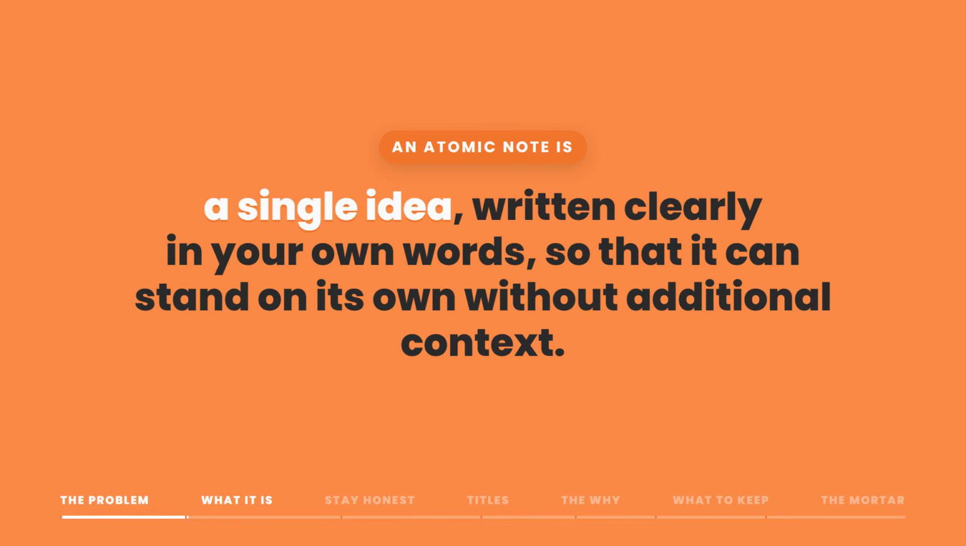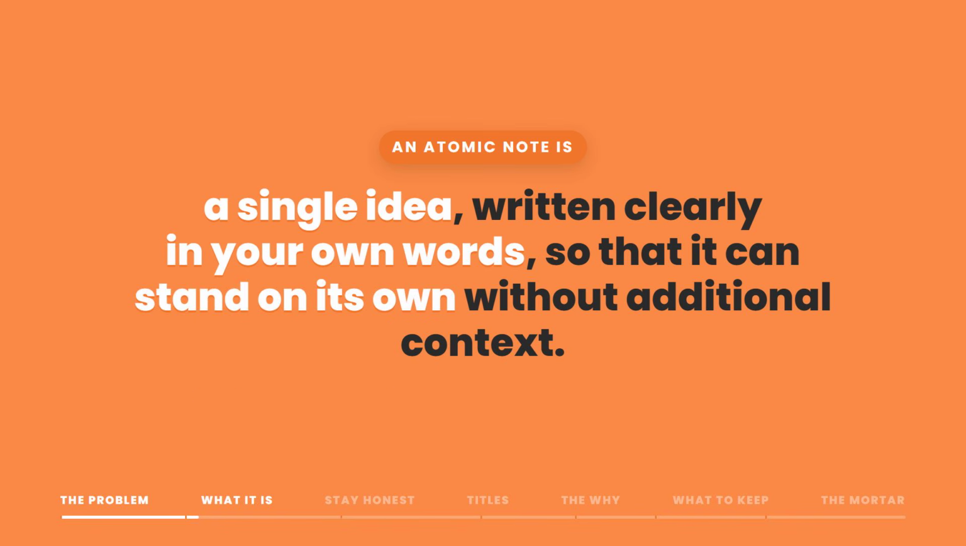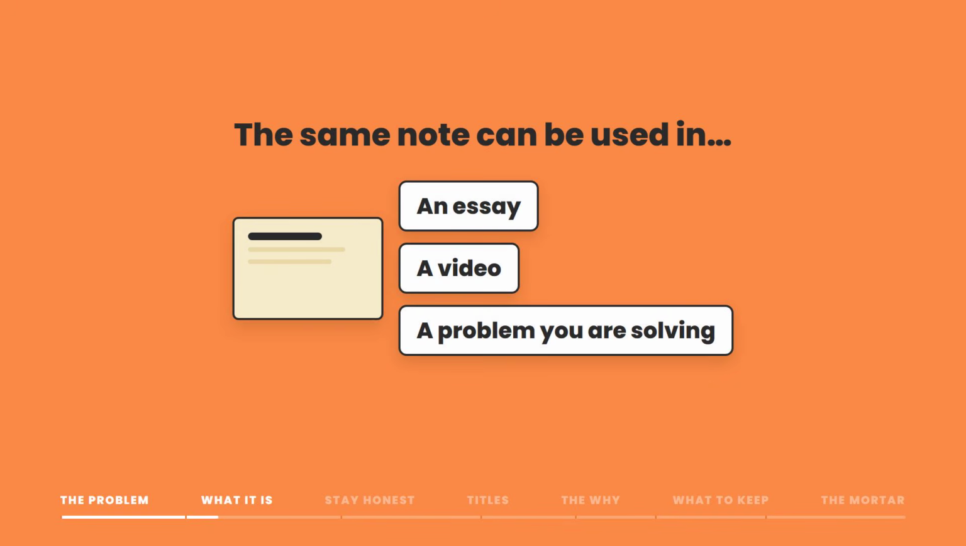An atomic note is a single idea written clearly in your own words so that it can stand on its own without additional context. That way, any one note is not tied to just one outcome. The same note can be used in an essay, in a video, or a solution to a problem today, next year, or decades from now.